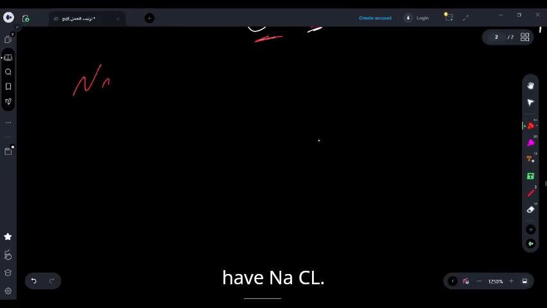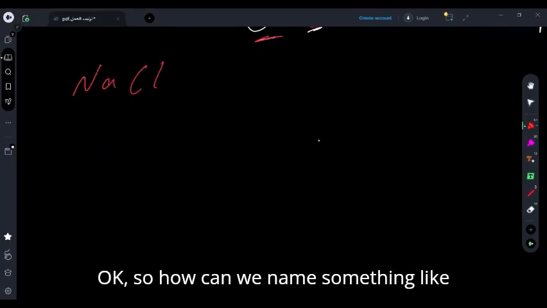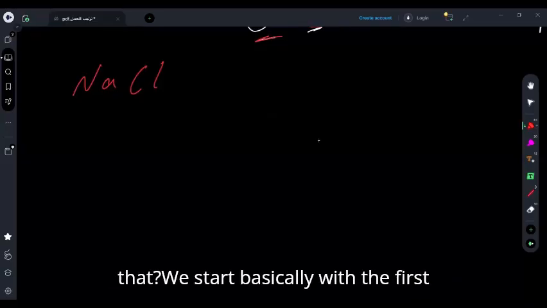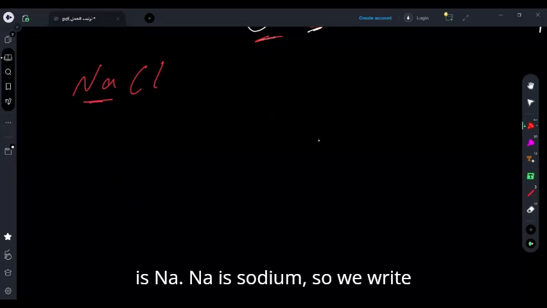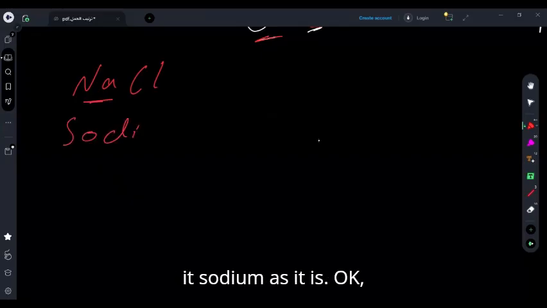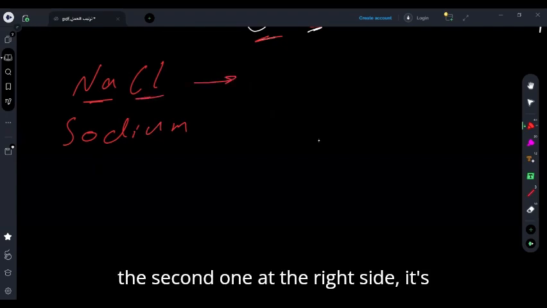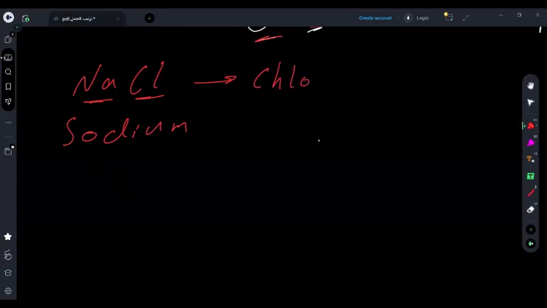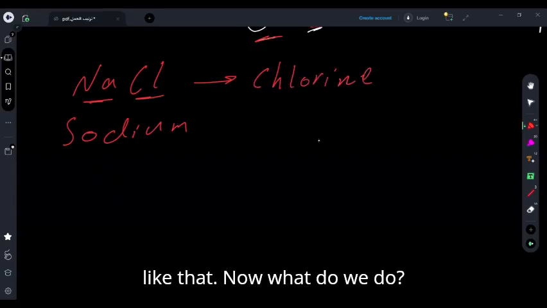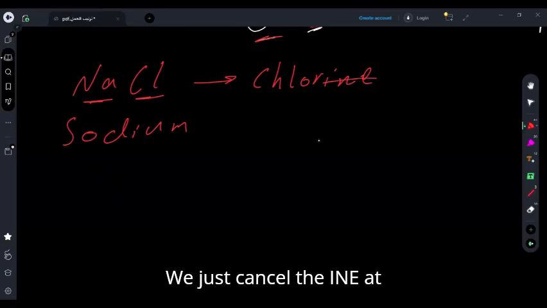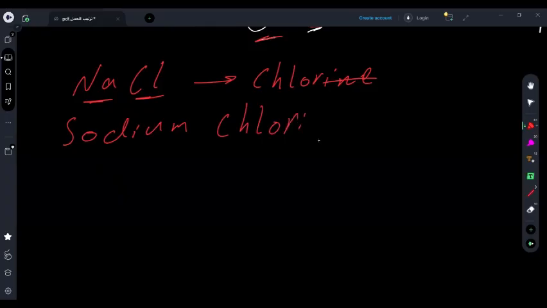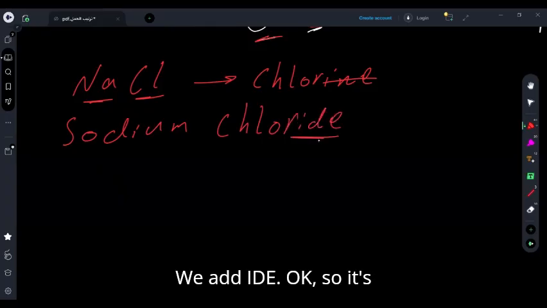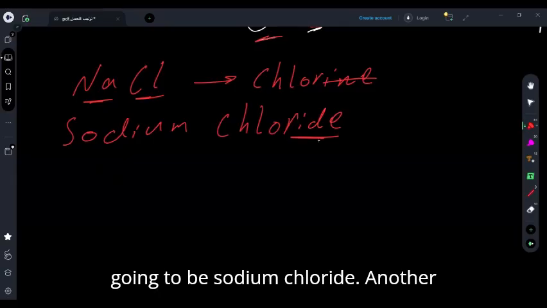For example, if you have NaCl, how can we name something like that? We start basically with the first one at the left side, which is Na. Na is sodium, so we write sodium as it is. The second one at the right side is chlorine, Cl. Now, what do we do? We cancel the INE at the end of the name and we add IDE, chloride. So it's going to be sodium chloride.